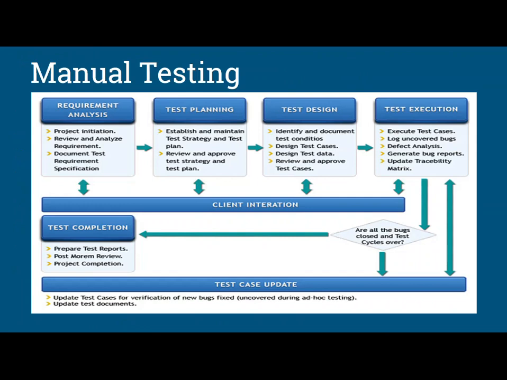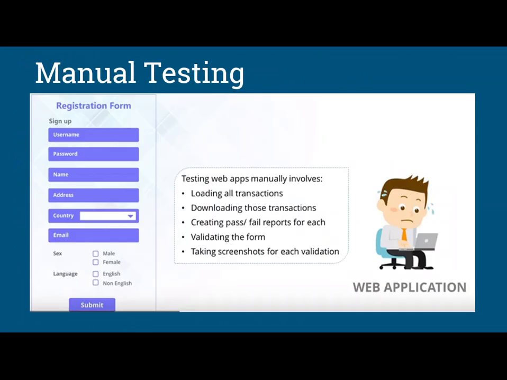And if it is still not fixed, it will go in that iterative cycle, right? So this is a general life cycle in manual testing. Now let's take a use case of this guy who's trying to fill in a form, which has username, password, name, address, and all these fields.